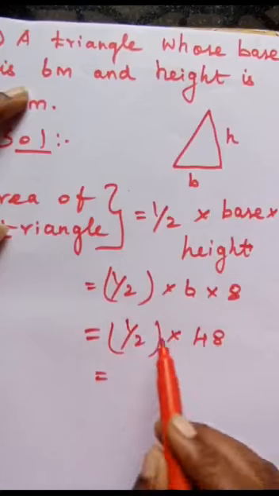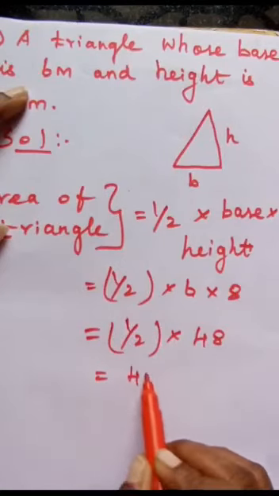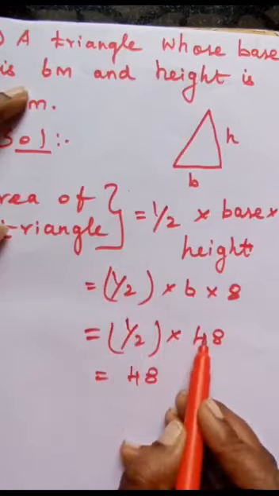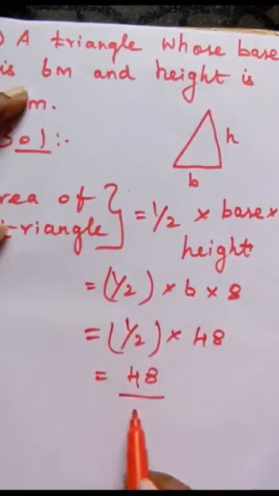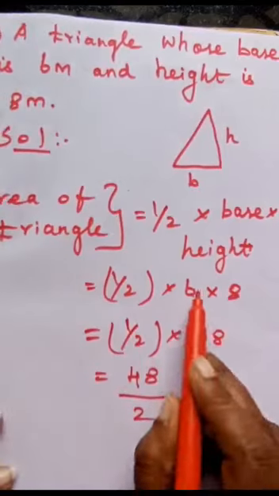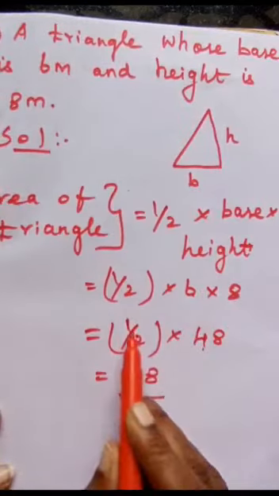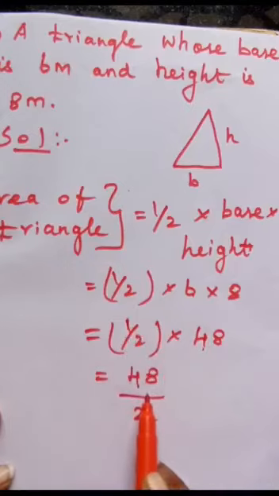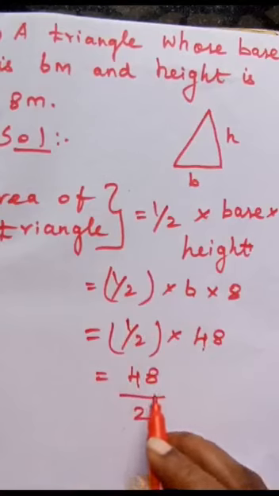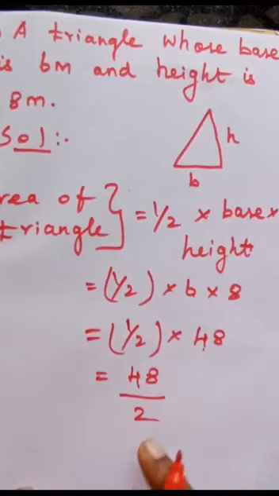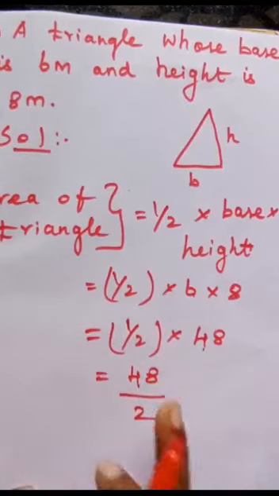We should multiply this. 1 into 48 is what? 48. 1 into 48 is 48 and divided by 2. Is it clear? 6 8s are 48 and this half, this 1 is multiplied with 48 by 2. So we are going to divide this 48 in which? 2 table. In 2 table we are going to divide this, right?